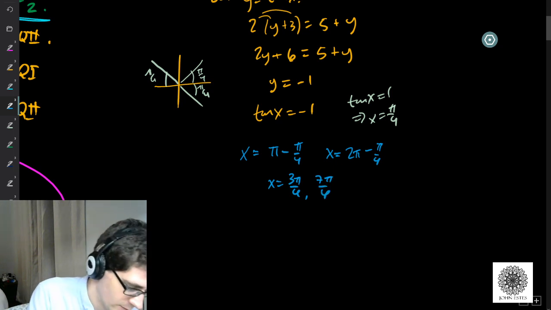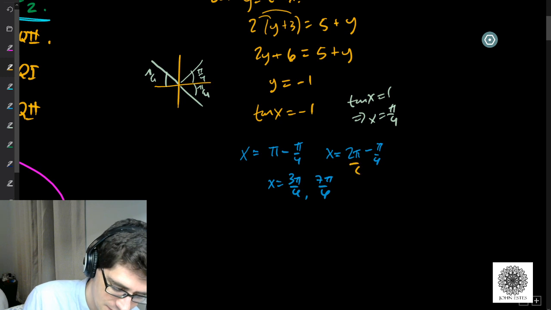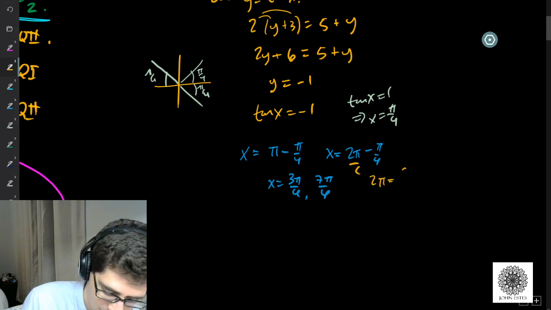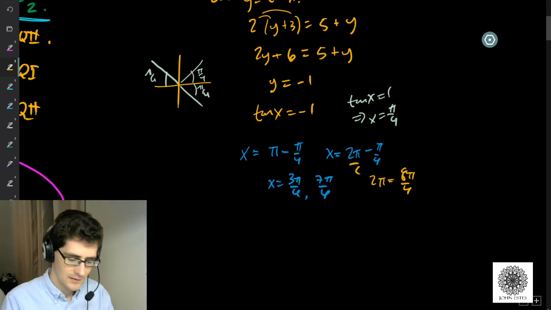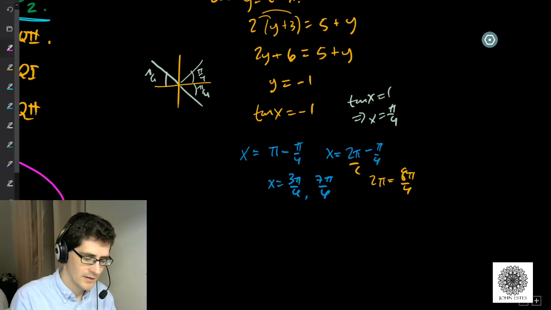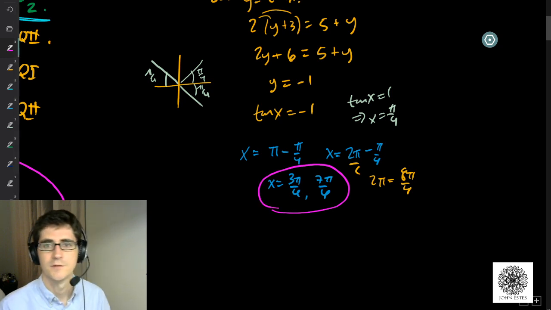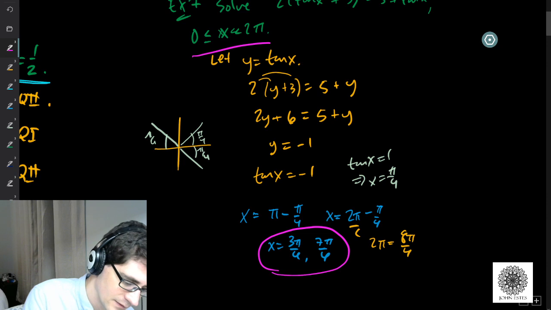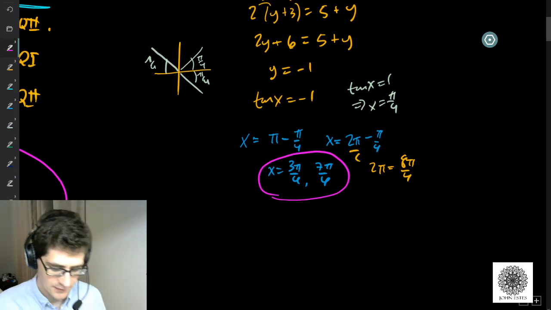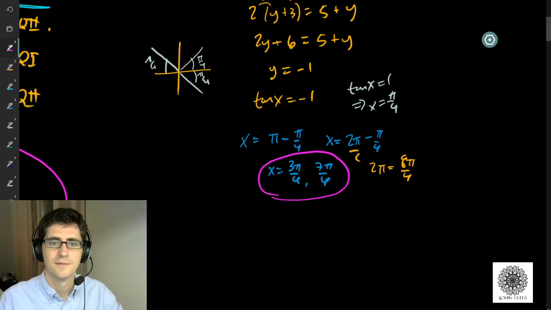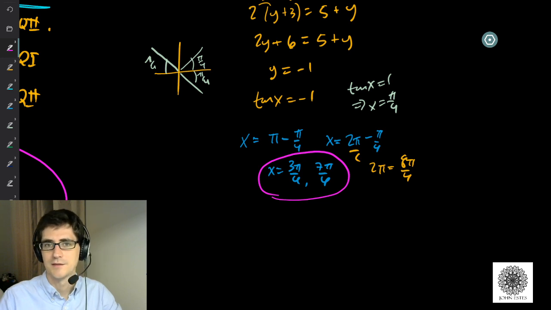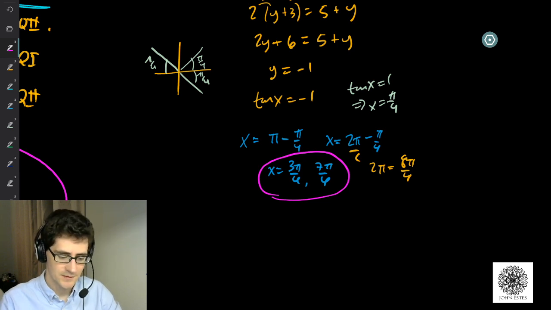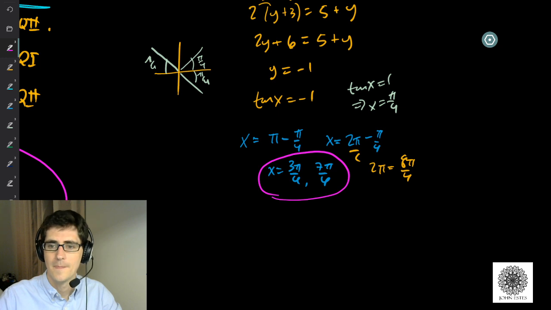Because 2 pi is the same as 8 pi over 4 minus 1 pi over 4. It gives you the 7 pi over 4, and there are two solutions. And we were restricting ourselves to 0 to 2 pi, so that is good. That's good for us. I hope that makes sense. Please, again, if you have questions on this, let me know, okay?